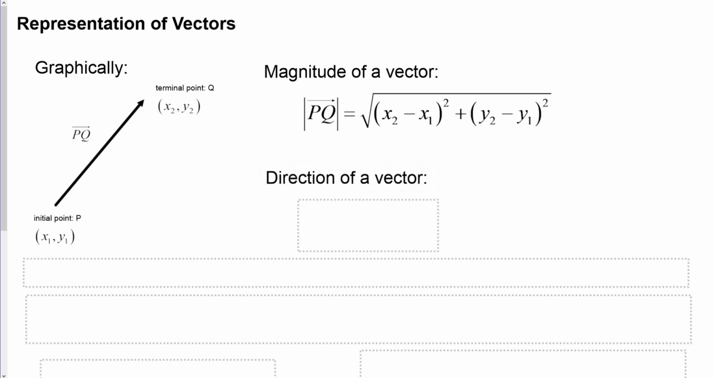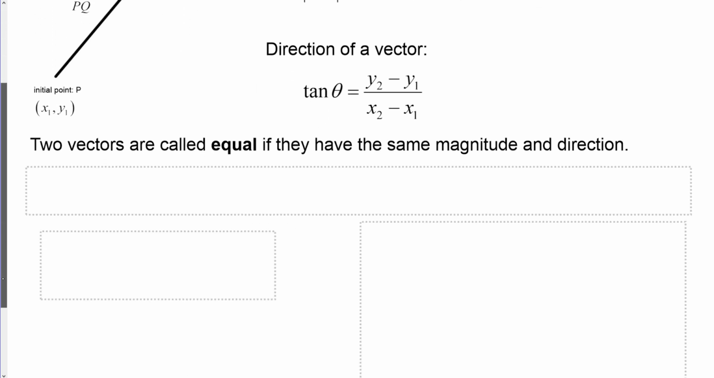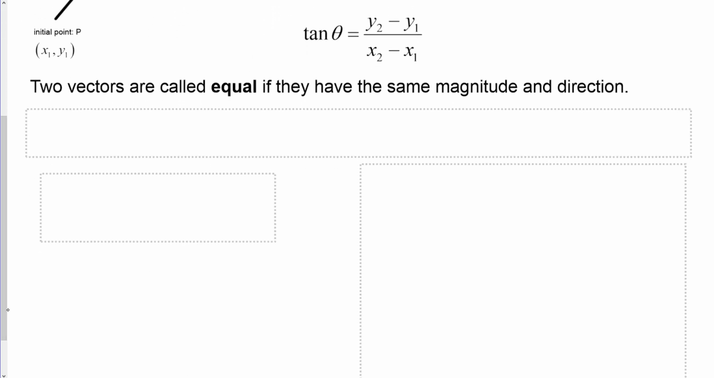The direction of a vector comes from the relationship that the tangent of the angle measure is equal to effectively the slope of the line passing through the 2 points, the initial and the terminal point. So you could calculate the angle theta by using this formula along with an arctangent. Two vectors are called equal if they have the same magnitude and direction.